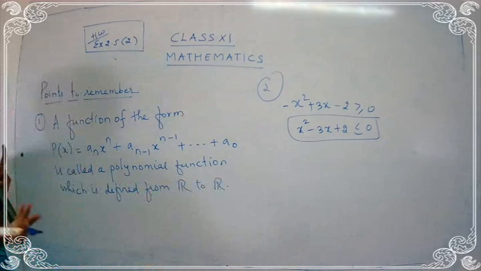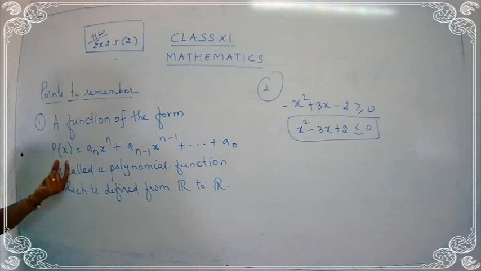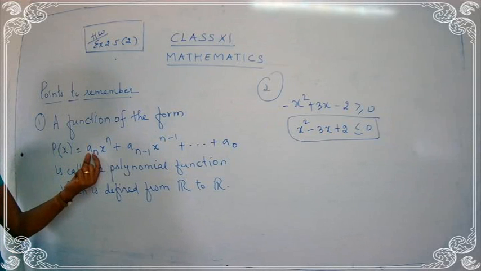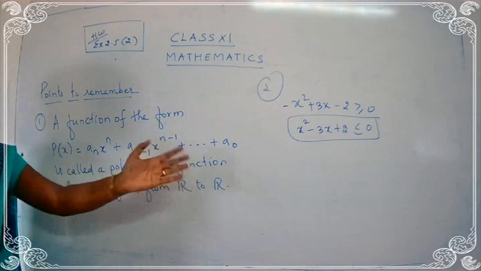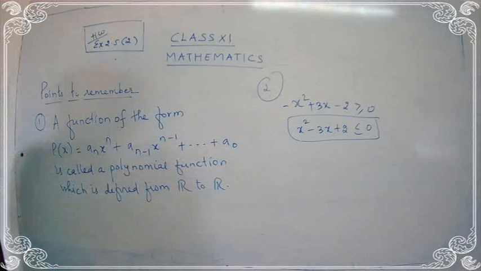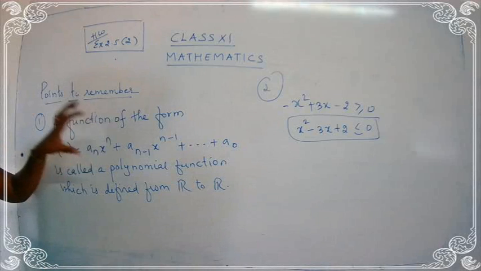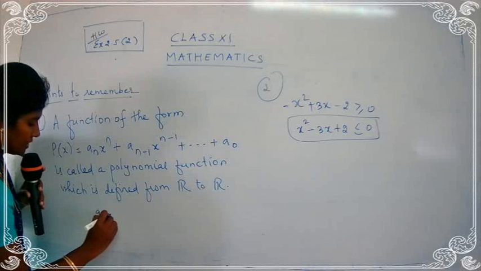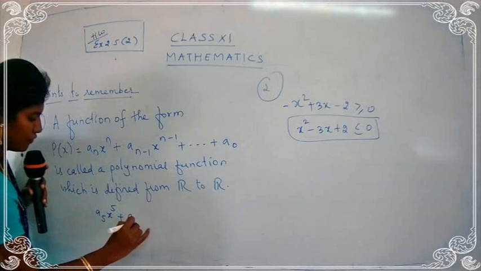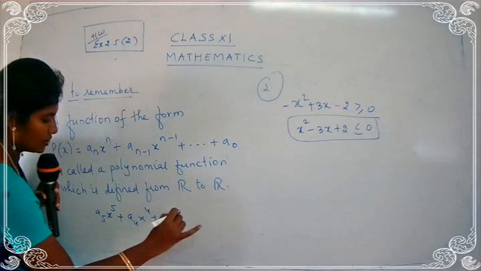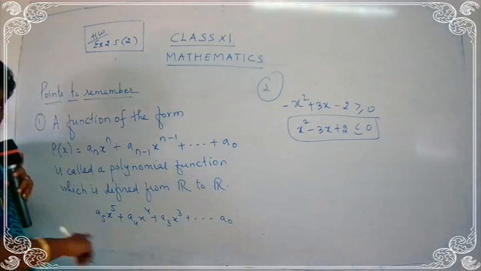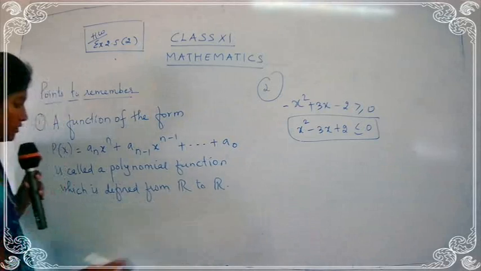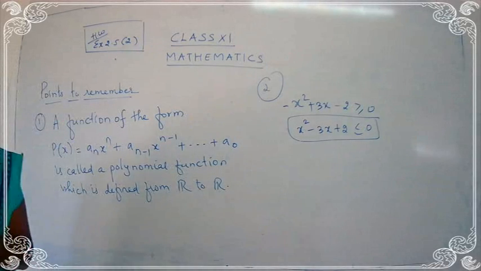From real number to real number. So just remember the form of the polynomial functions: an x raised to n, an minus 1 x raised to n minus 1. If you start from 5, it will be a5 x raised to 5 plus a4 x raised to 4 plus a3 x raised to 3, and it goes till a0, so till you get a constant term. We can have any numbers, this is just the form. You have to remember the form. I hope you have taken down the first point, children. Okay, let's go for the second point.